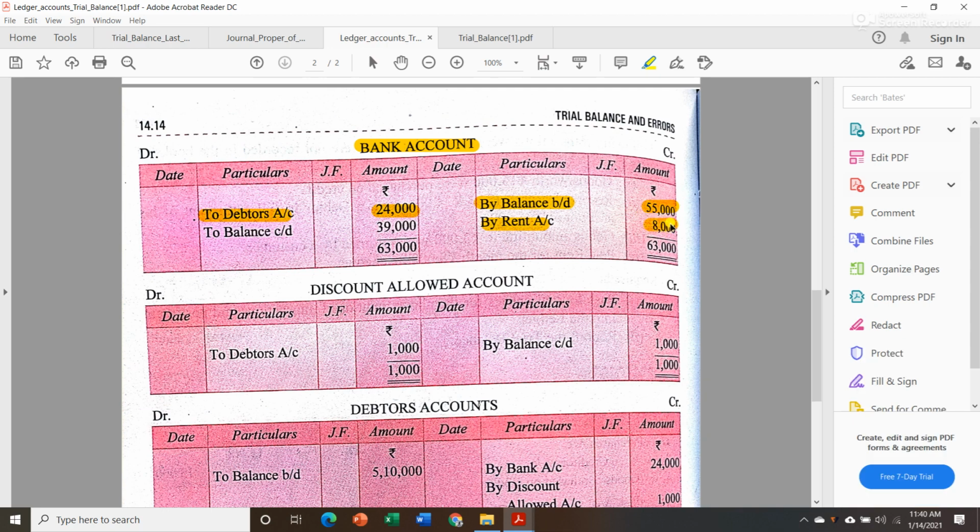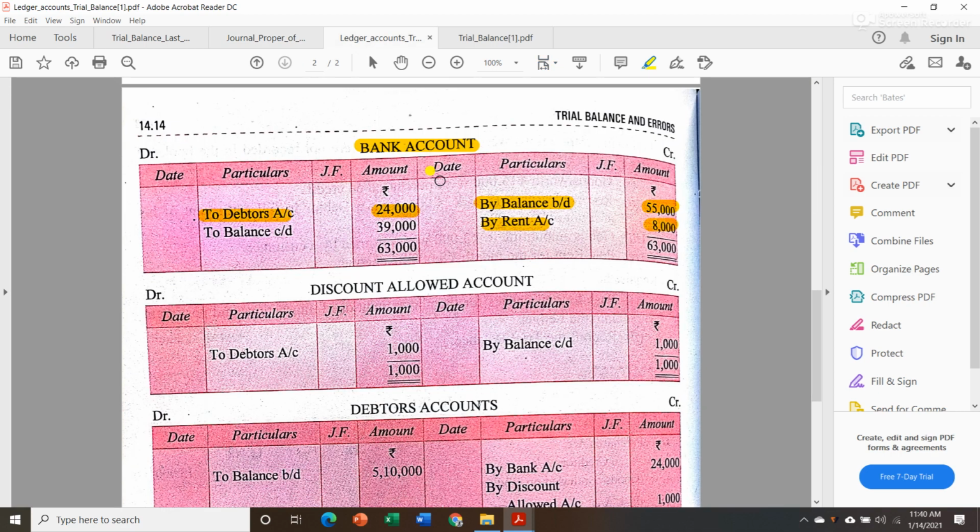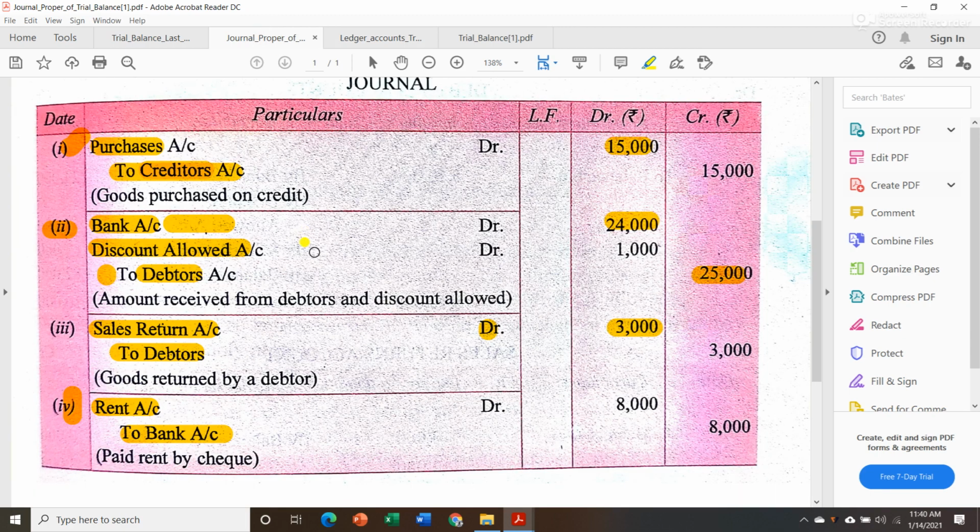Okay, now since we don't have any more journal transactions related with bank account, we can close this bank account by balancing both sides. So on the debit side we have 24,000, on the credit side we have 63,000. So when we deduct this 24,000 from 63,000, we get a balance carried down of 39,000. So we got 63,000 on both the sides. Now let us see the next account.